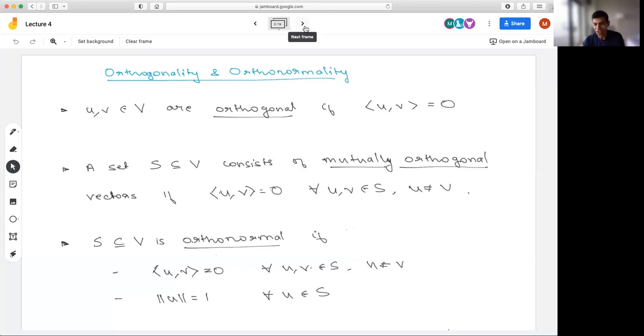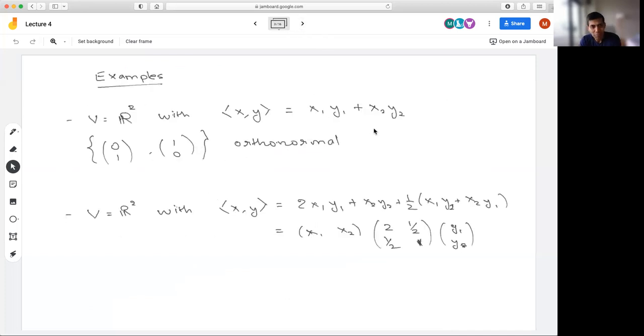Any questions about these definitions? So just inner product 0 for orthogonal, and orthonormal is just the inner product with itself is 1 and with everything else is 0. All right, so let's see a couple of examples.